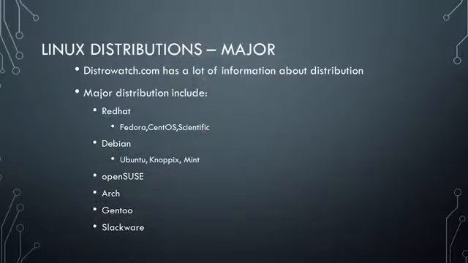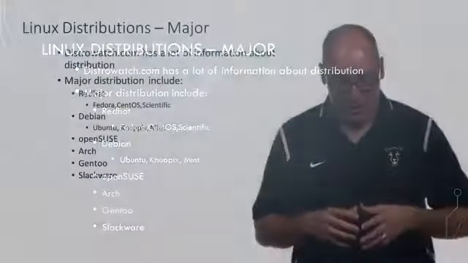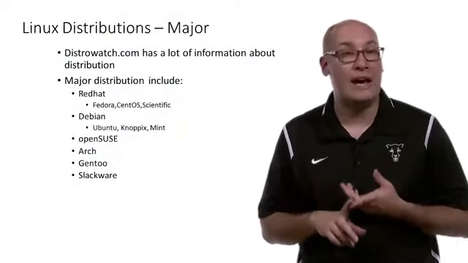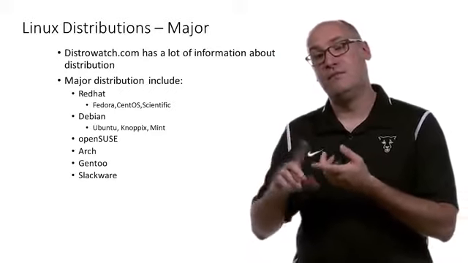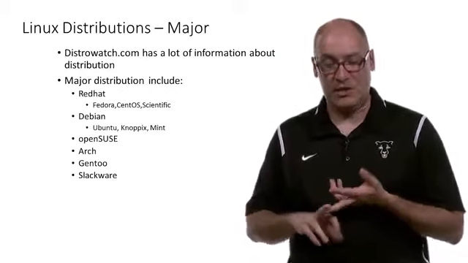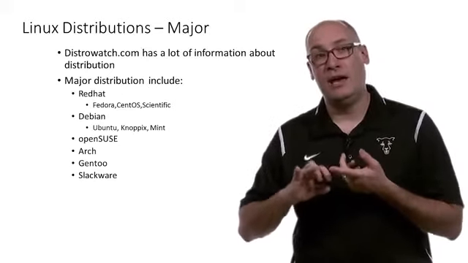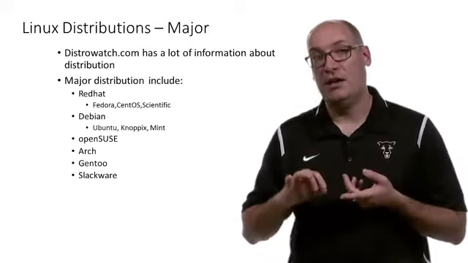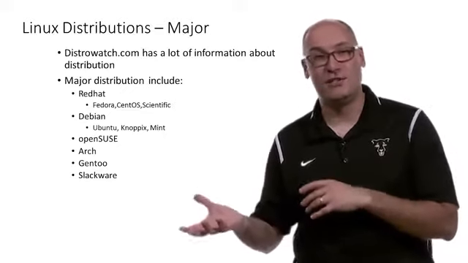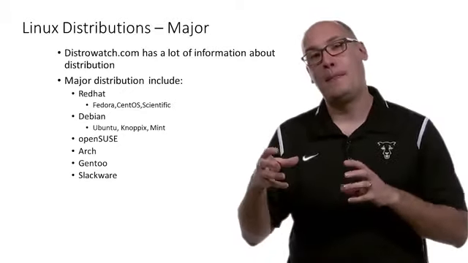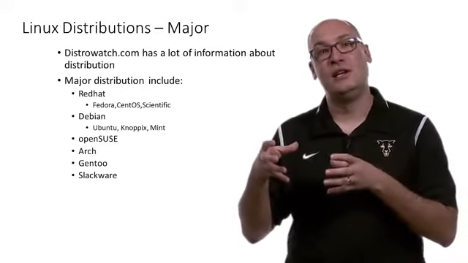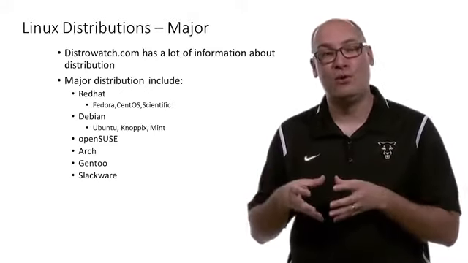So the major distributions, distrowatch.com has a lot of information on all kinds of distributions. There's something being released all the time. So major distributions include Red Hat flavors like Fedora and Scientific Linux, and CentOS, also pronounced CentOS, depending on who you talk to. CentOS is a 100% compatible version of Red Hat. It's just open source.